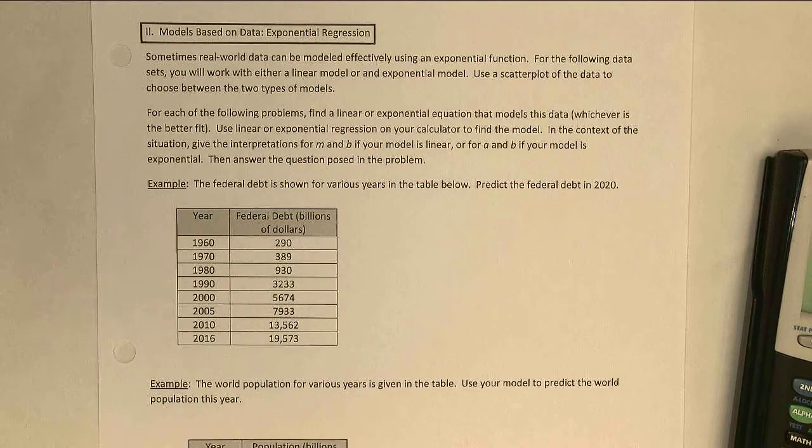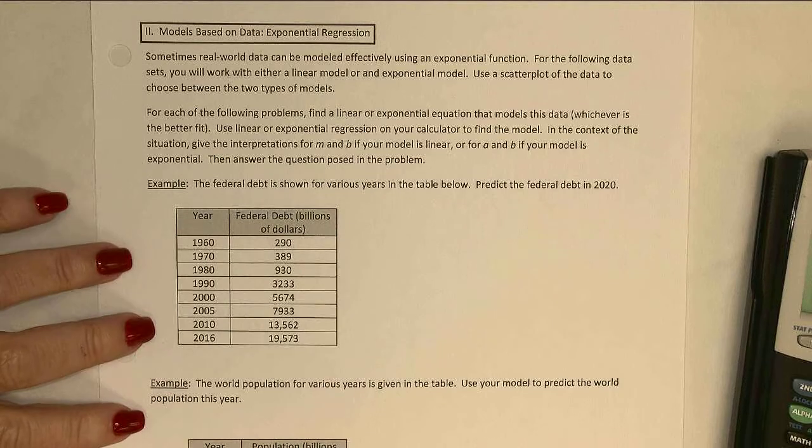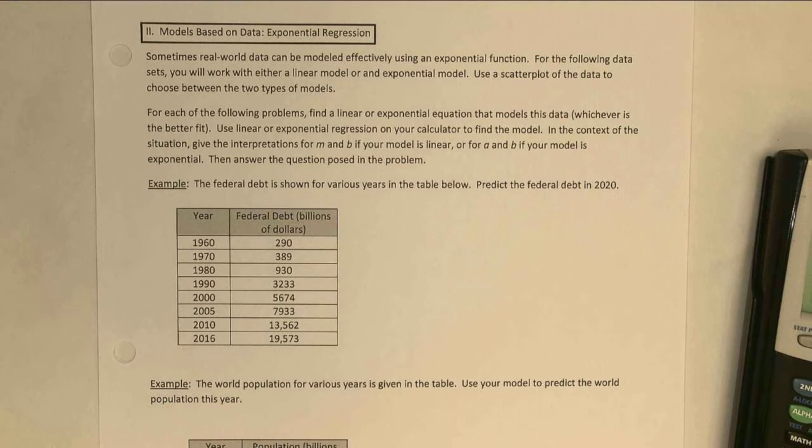This is section 2.3, part C. When we're given real-world data, most of the time the fit isn't precise. We don't have exactly data that's linear or quadratic or exponential. But what we can do is look at our data and decide which model it seems closest to. That's what we'll be looking at in this section.